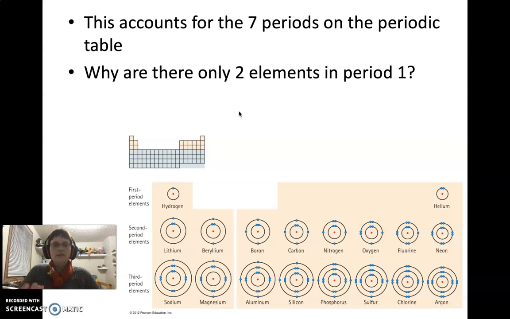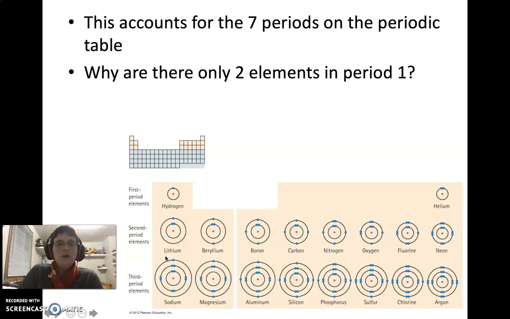Well, that's the first shell. If we take a look down here at our little diagrams, how many electrons can the first shell hold? It can only hold 2. So since the first shell can only hold 2, we can only have 2 elements in that period. So that's why we've only got 2 in the first period. So second shell, how many electrons can the second shell hold? It can hold 8. How many elements are in the second period? Well, 1, 2, 3, 4, 5, 6, 7, 8. I know, right? It's crazy.